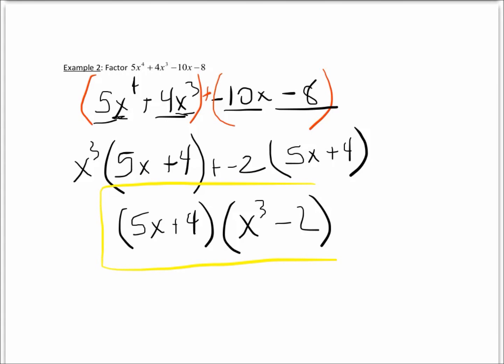And so here's my answer. If I were to multiply these two polynomials together, I would get this original polynomial right there. Remember, that's what factoring means. It means undoing the multiplication. Now it's time for our next example.